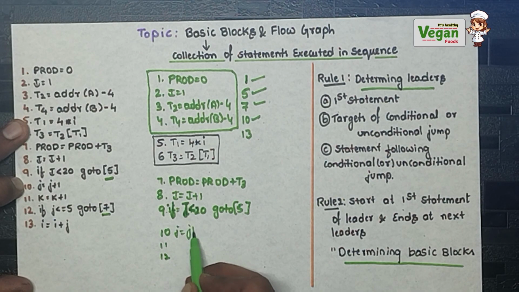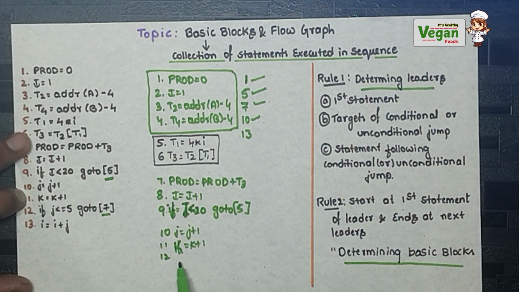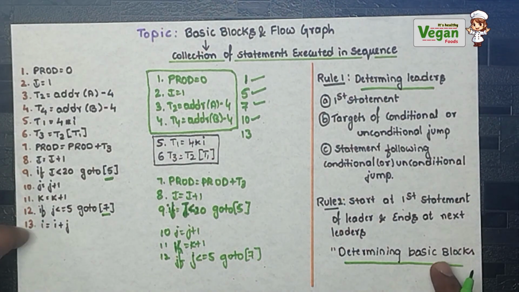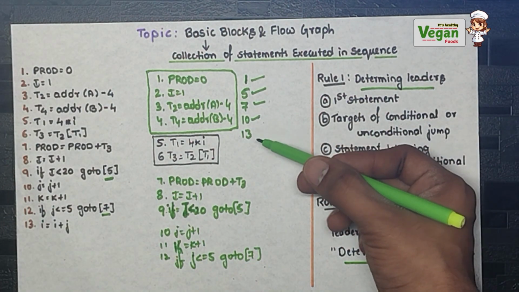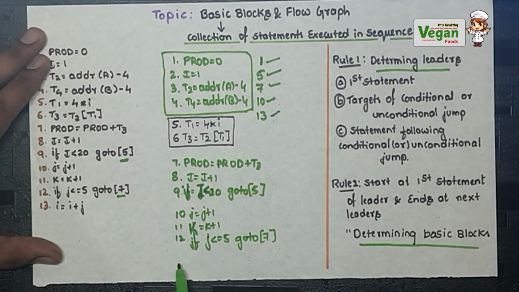J is equal to J plus 1. Next, the 11th is K is equal to K plus 1. The 12th one is if J is less than or equal to 5, go to 7. So now we completed another basic block. Only one element is left, that is the 13th one. So it is also a leader, and we will write it in a separate basic block. I is equal to I plus j.